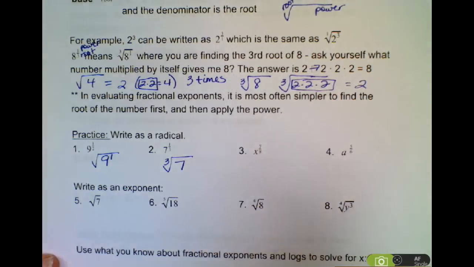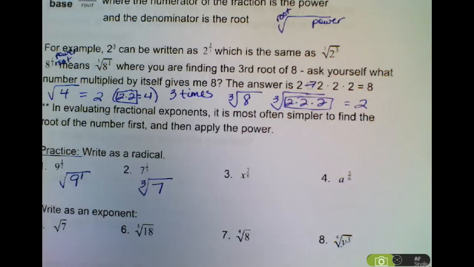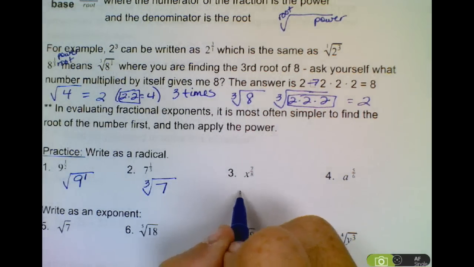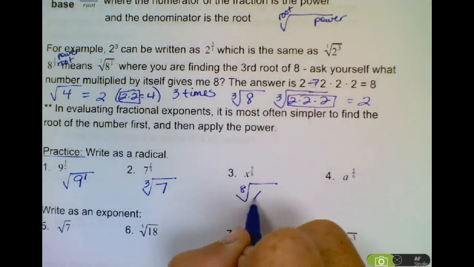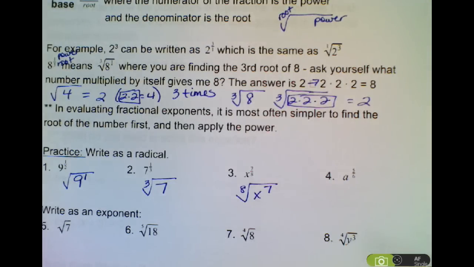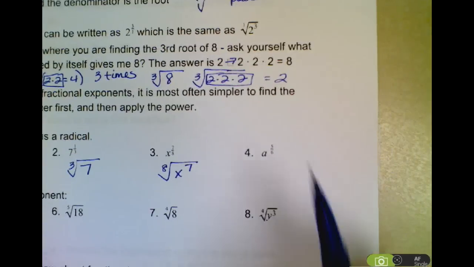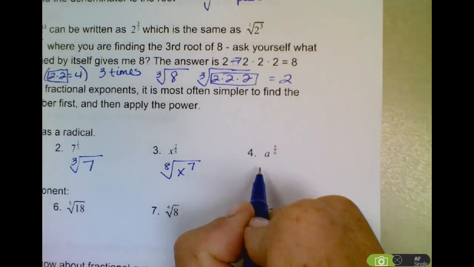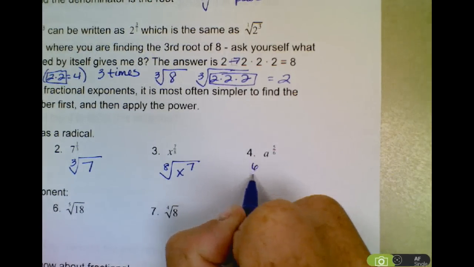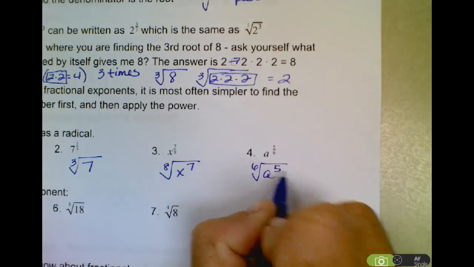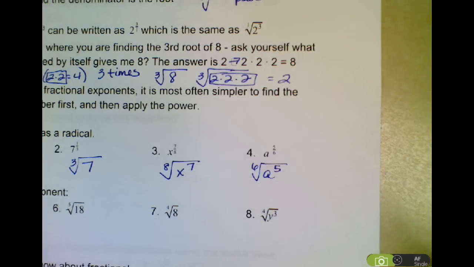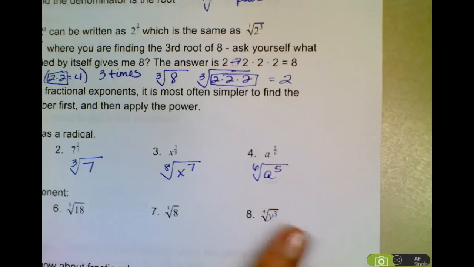X to the 7/8, let's make that a little bigger for you, would be the 8th root of x to the 7th. A to the 5/6 would be the 6th root of a to the 5th. Okay? All right, number 5.